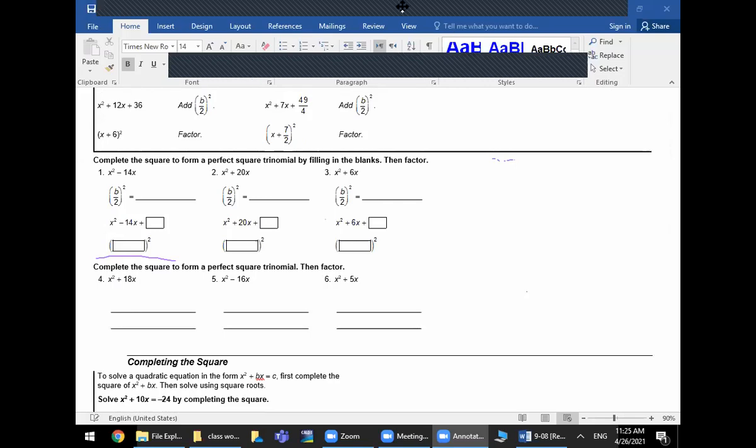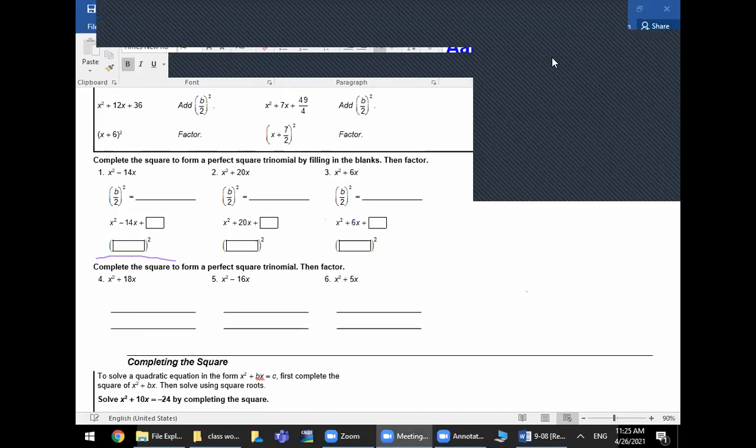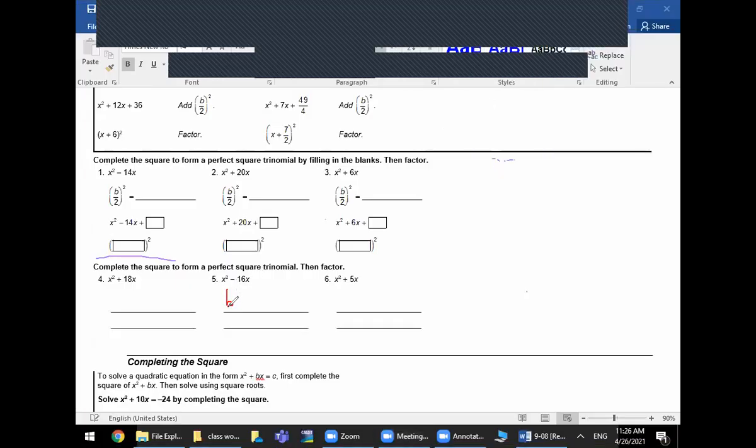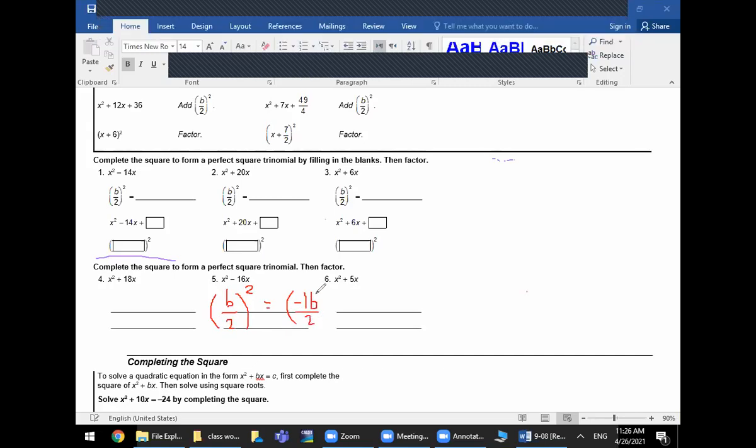Question number 5. It is b over 2, all to the power of 2. Exactly. So the answer will be 16 over 2, all to the power of 2. Negative 16, don't forget, over 2, all to the power of 2. And the answer is 64. Thank you so much, I appreciate what you said. Okay, so it's easy now to find the missing term by completing the square. Any questions? No. So this was the first part.